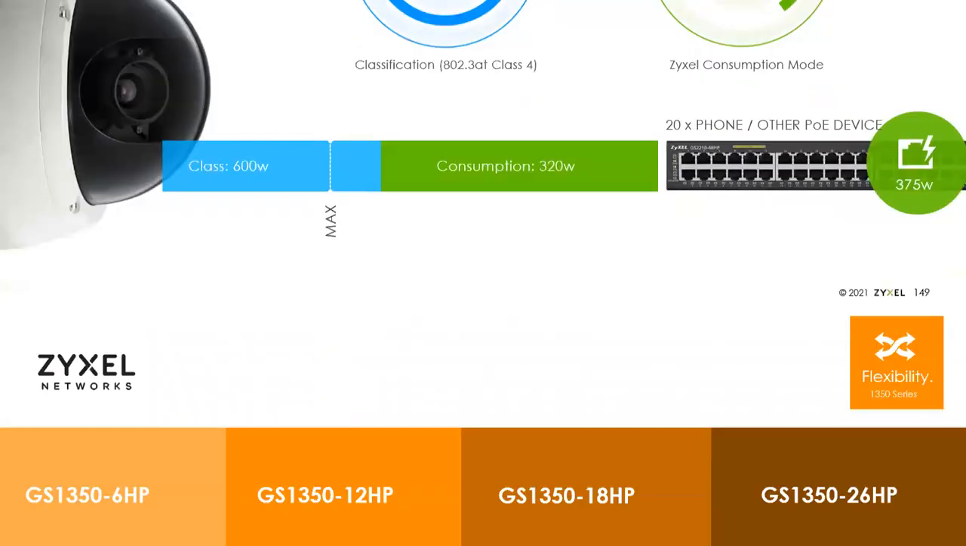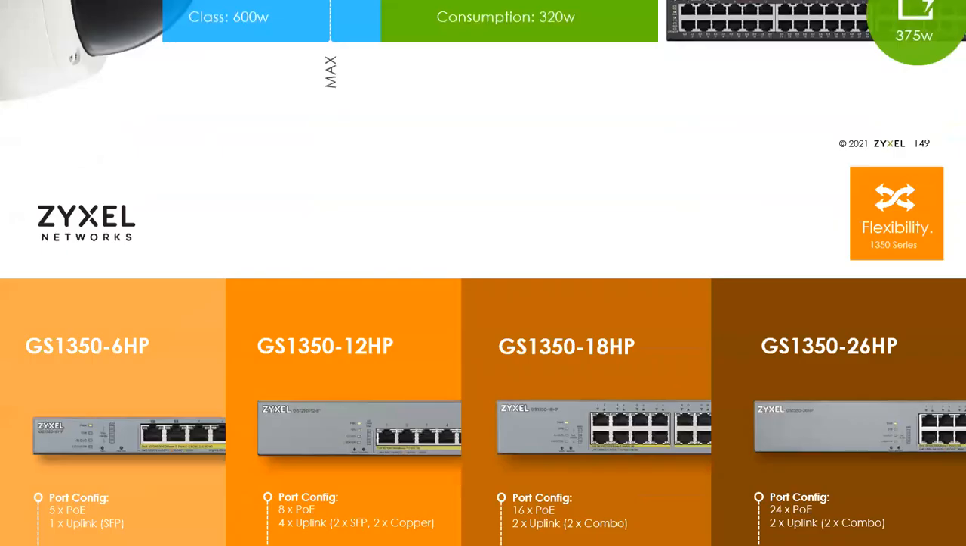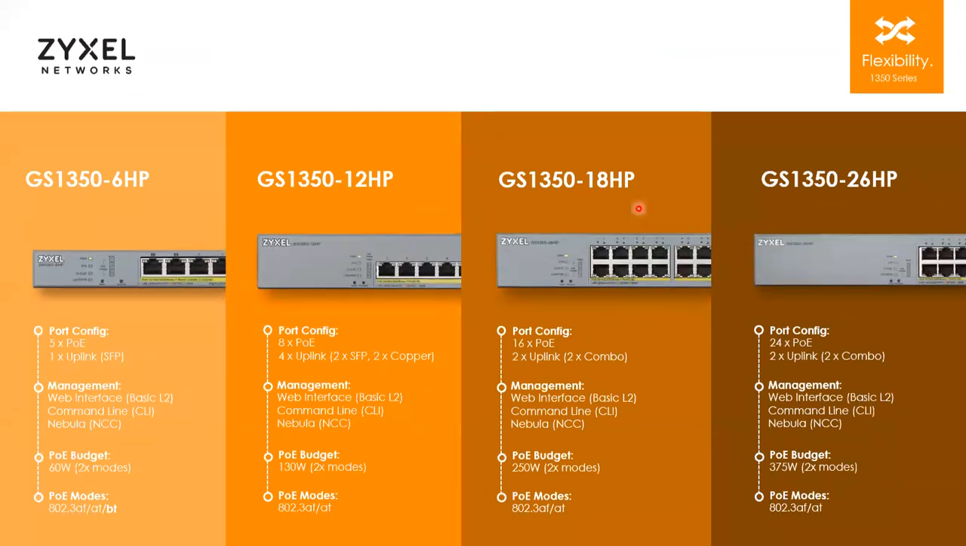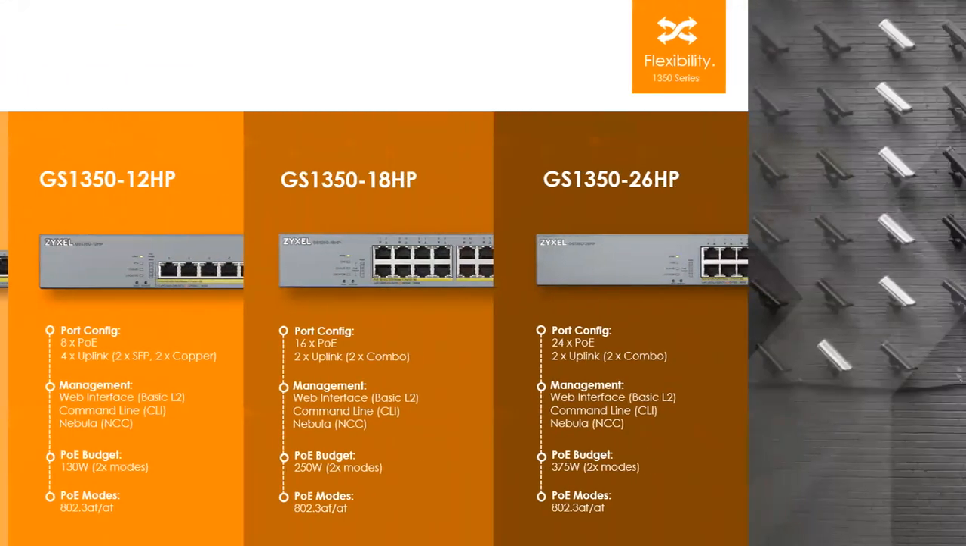I have a few slides here to talk about our GS1350 series switches. These are a very unusual type of switch. They've got some features you may not be used to seeing on switches. These were designed originally specifically for use in IPTV or IP camera security deployments, but these features can also find a lot of uses in non-IPTV scenarios.